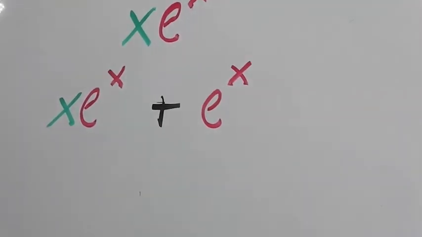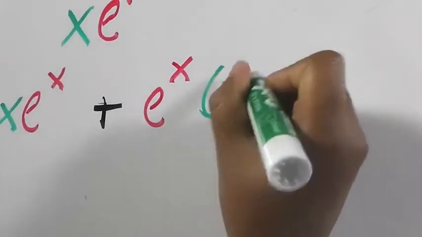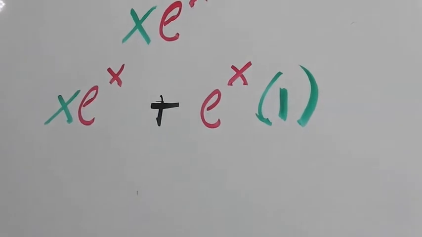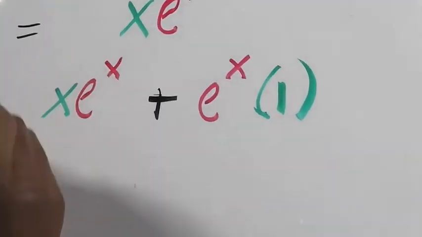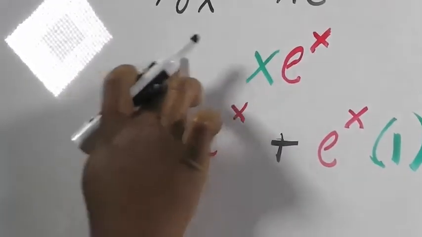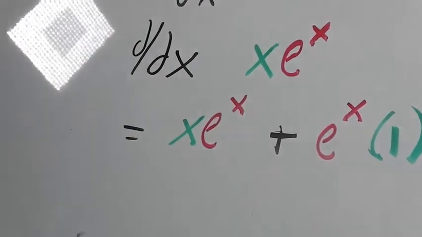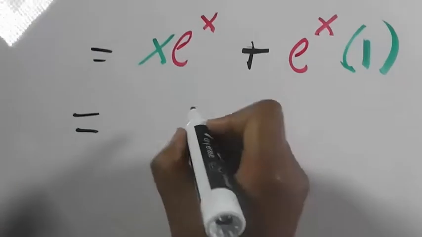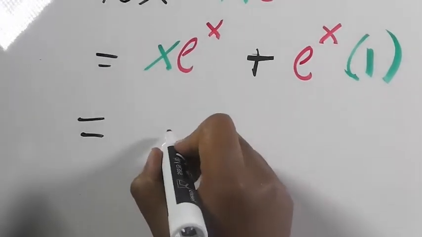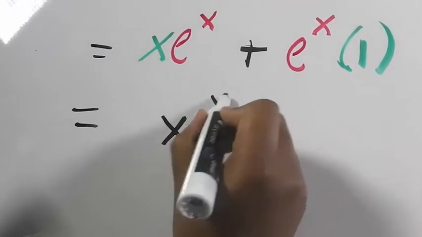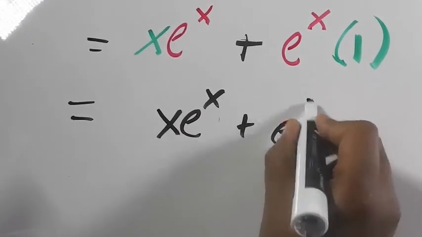And the derivative of the green function is just 1. So just making this a little prettier, we're going to get x e to the x plus e to the x.